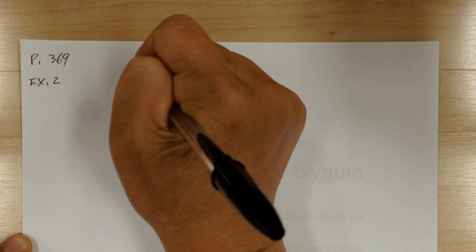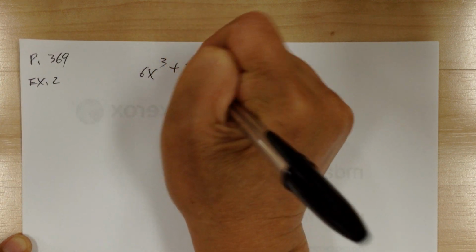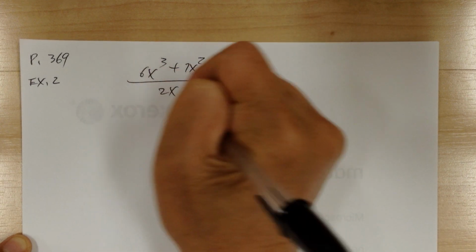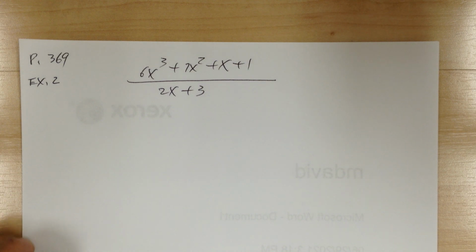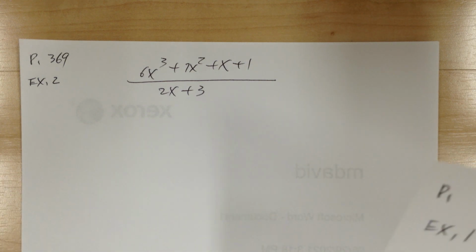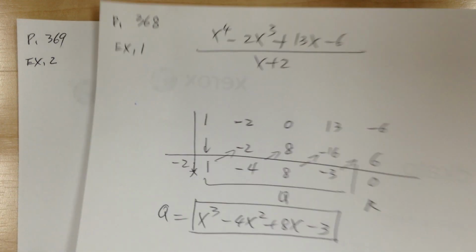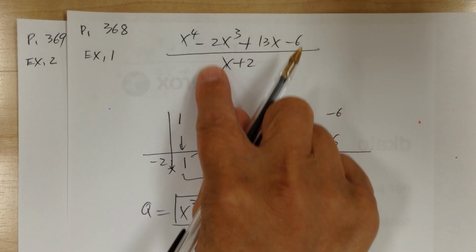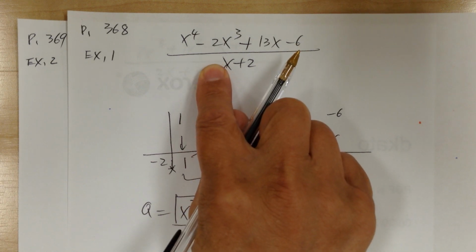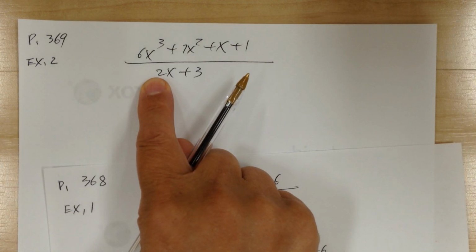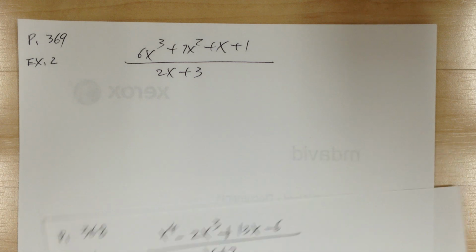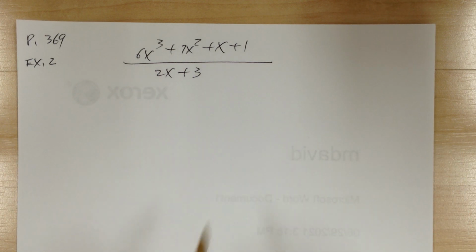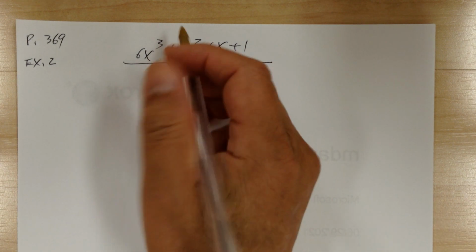Okay, so you have 6x to the 3 plus 7x squared plus x plus 1, and you're going to divide it by 2x plus 3. Okay, now synthetic division is very nice. However, there are limitations. Okay, for synthetic division, you cannot have any coefficient other than 1. So you cannot have any number in front. So now you got 2 in front. So that runs into a problem. So what you want to do in this case is, whatever the coefficient is, you need to factor it out. Okay, so you have to factor out the 2.